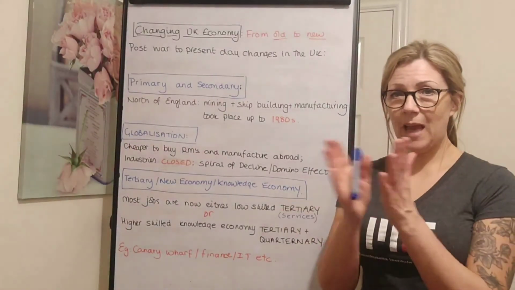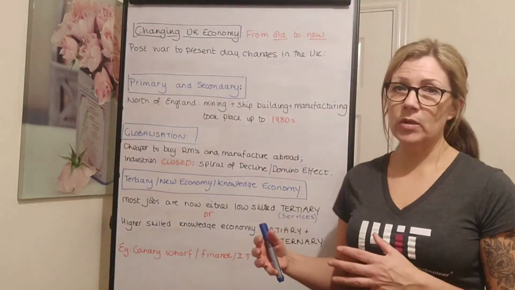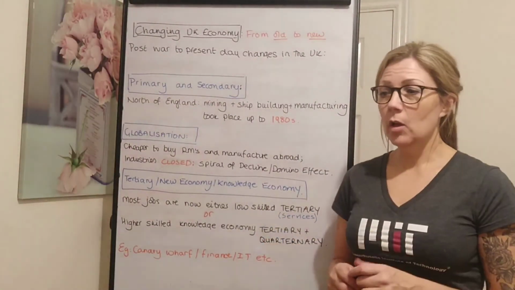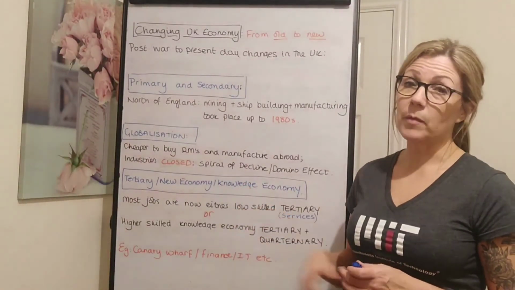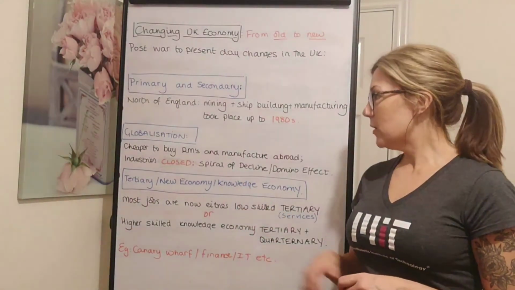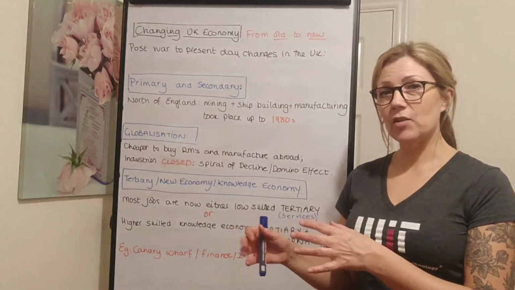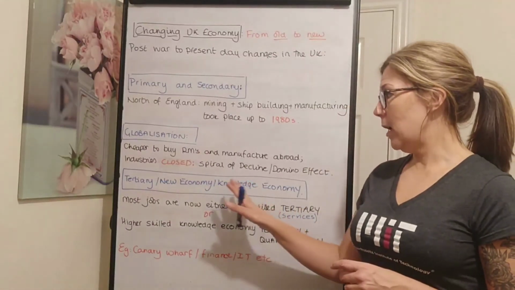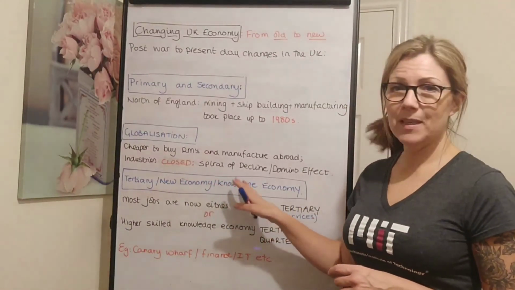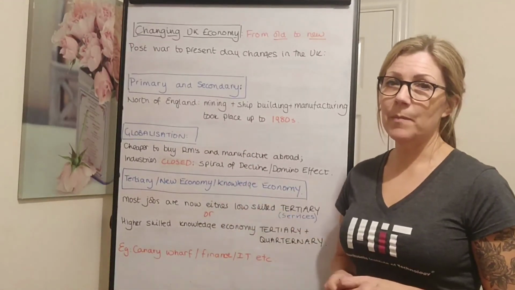So tertiary jobs can be divided into higher skill and lower skill, and the higher skilled ones, especially if they involve a high level of education, will be known as the knowledge economy. They'll be classified as that. So that is the change in the UK economy from primary and secondary into tertiary and quaternary. So it's worth revising these key terms and knowing some examples of jobs within these sectors.